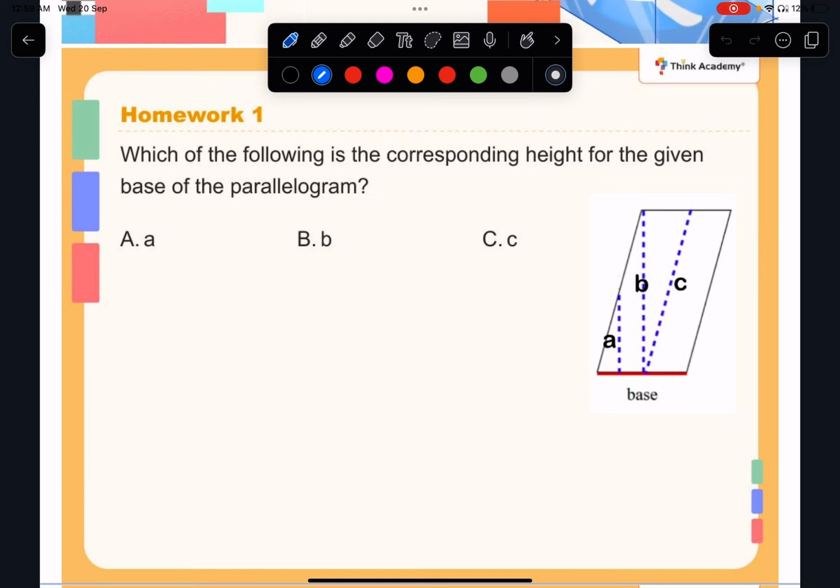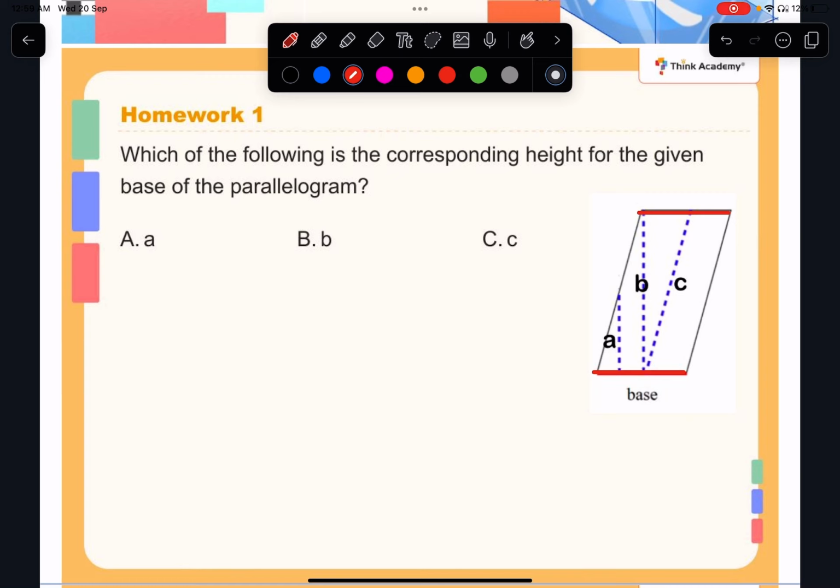So what is height? The height actually depends on the base. In this figure, we choose this red line as the base. Base can be any side of the parallelogram. And the height is the perpendicular distance between the base and the opposite side. So if I choose this red line as the base, the opposite side must be this line, right? And it is the perpendicular distance between these two lines.